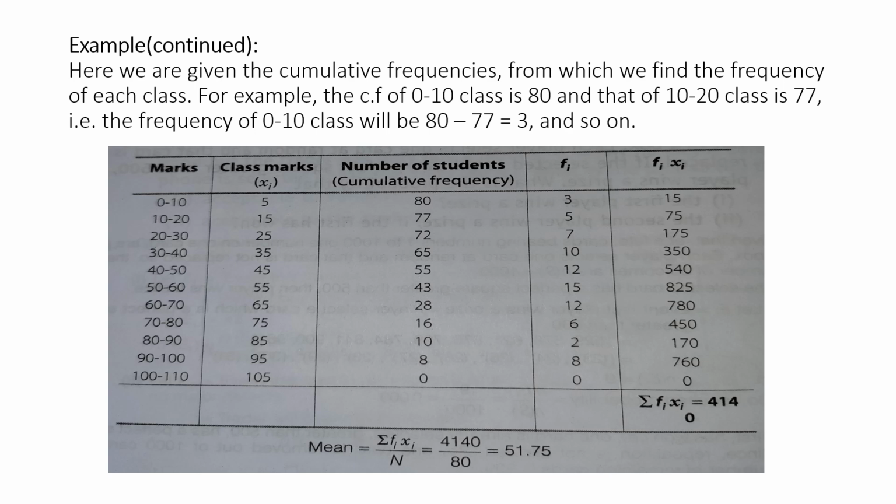Then we apply the formula for mean, which is sigma fi xi upon sigma fi. Xi is the class mark or the midpoint of each class. The total of fi into xi is 4140. So mean is 4140 upon 80, which is equal to 51.75.